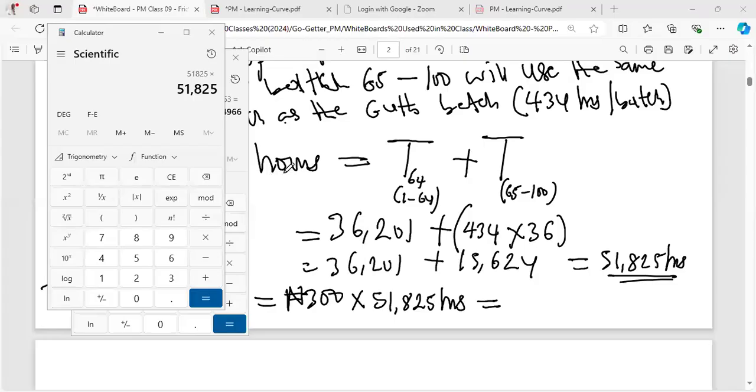So I will say 51,825 multiplied by 300. Now that gives me 15,547,500.